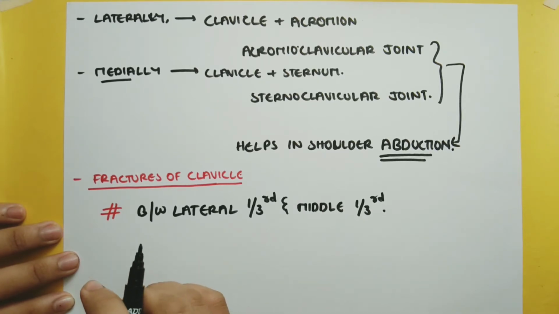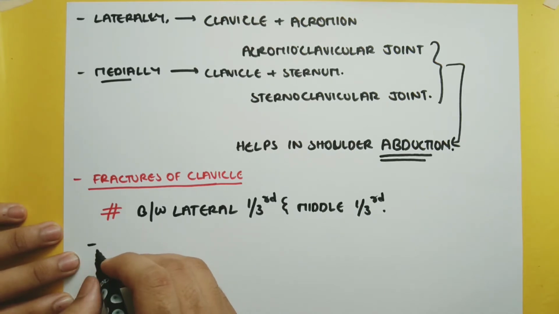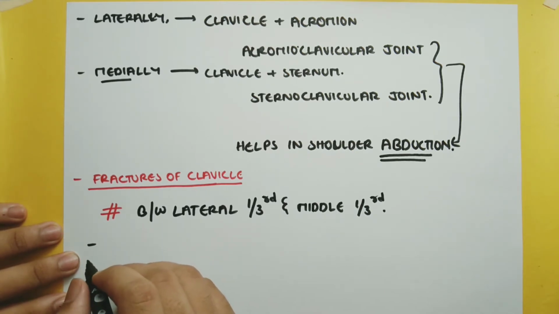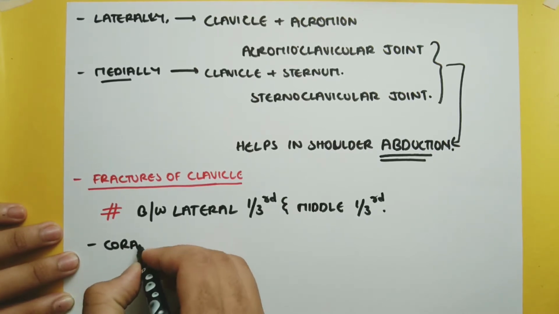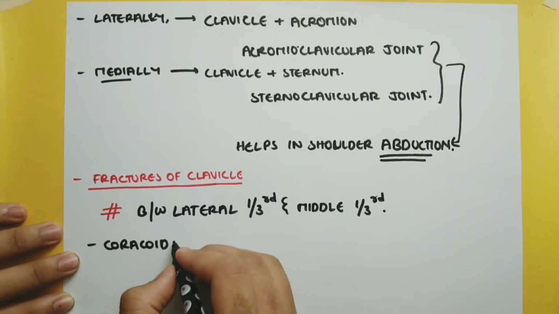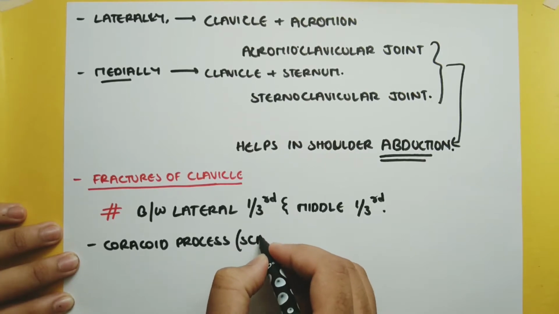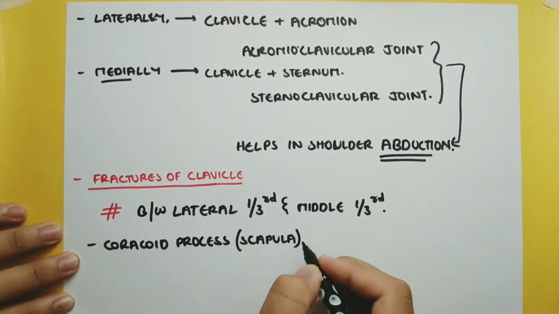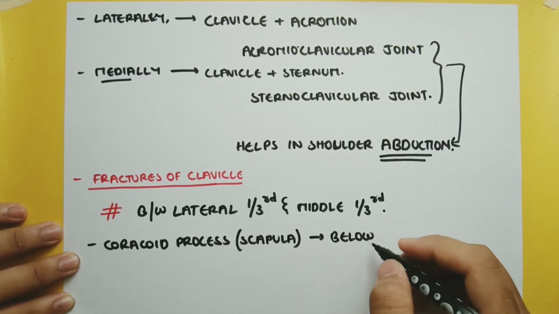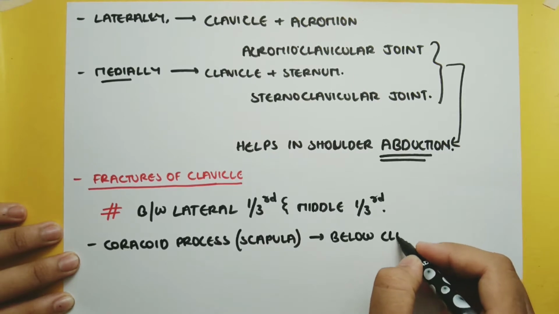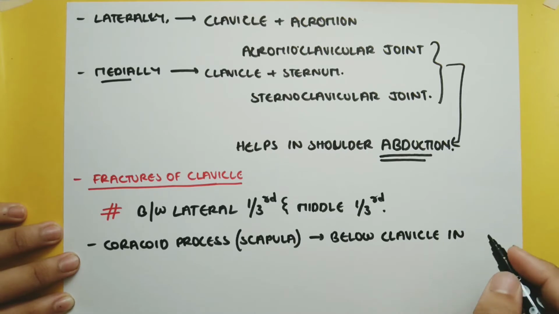And the most important point is that the coracoid process of the scapula is seen below the clavicle in the infraclavicular fossa.